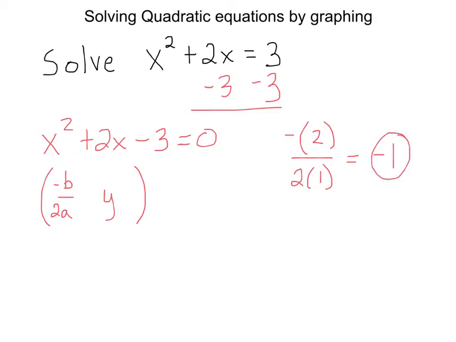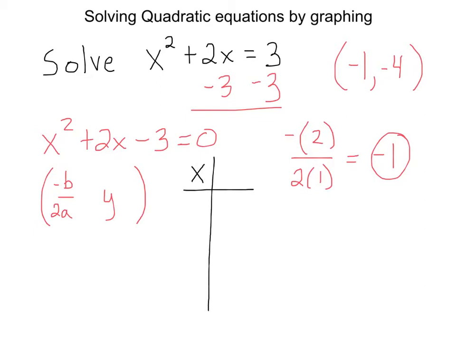So my vertex is the point negative 1 and something. So let's plug negative 1 in. Negative 1 squared is positive 1. 2 times negative 1 is negative 2, so negative 2 plus 1 is negative 1, okay? And minus 3 is negative 4. So right here would be negative 4. And so what I have right here is the vertex is at negative 1, negative 4. But for me to graph it, I need more points than just 1, don't I?